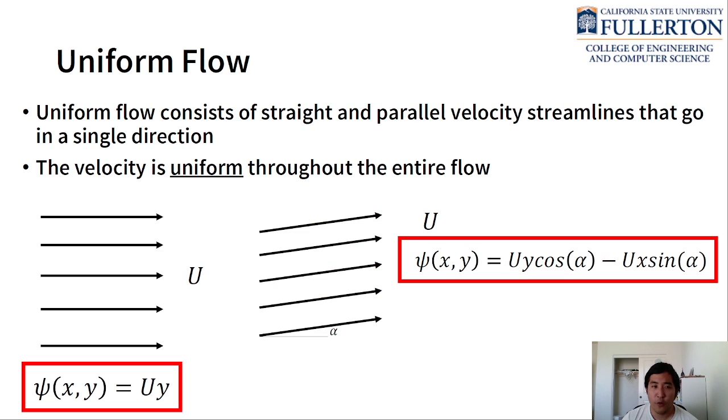flow. And a uniform flow is basically a flow that just goes in one direction. The streamlines are just straight and parallel and they all go in the same direction. So we have the same velocity all throughout the flow. That's why it's called uniform flow. If you have a uniform flow purely in the horizontal direction, the stream function is just given by the velocity u times y. But if you have a uniform flow that's angled relative to the horizontal, you can account for that too in the function by multiplying by cosine and sine of the angle alpha here.